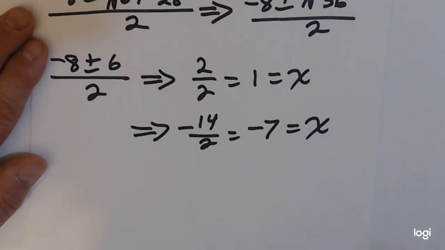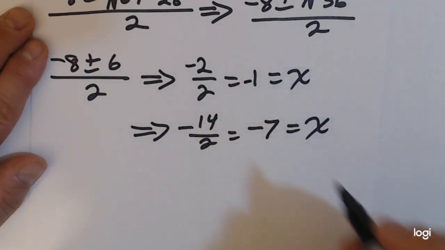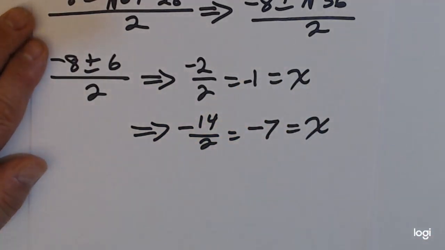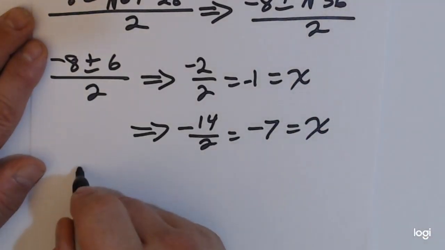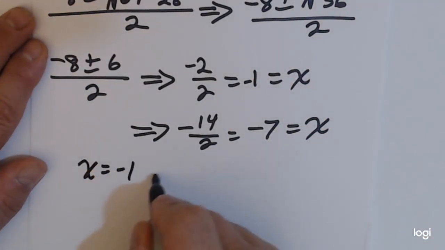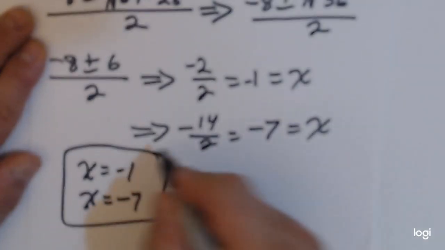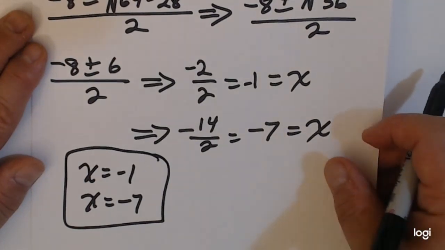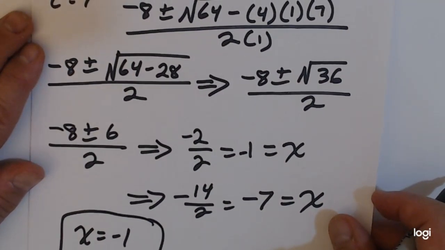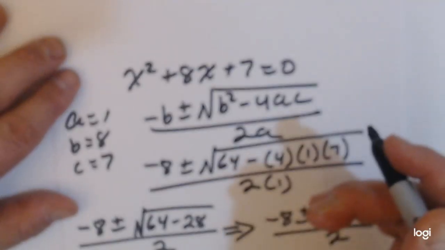I made a mistake here. Negative 8 plus 6 is negative 2. So this should be negative 1. Okay. Let's graph. So we get x equals negative 1 and x equals negative 7. That's where the graph intersects the x-axis. So let's graph this thing.